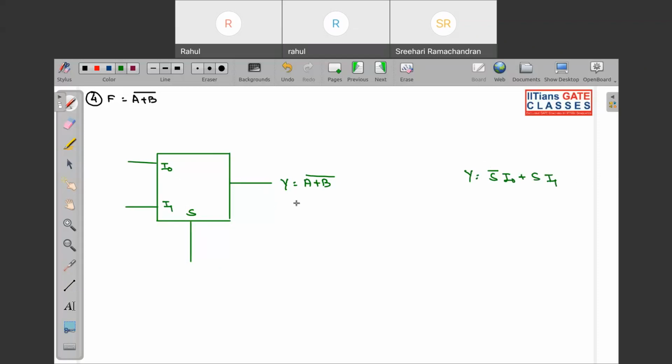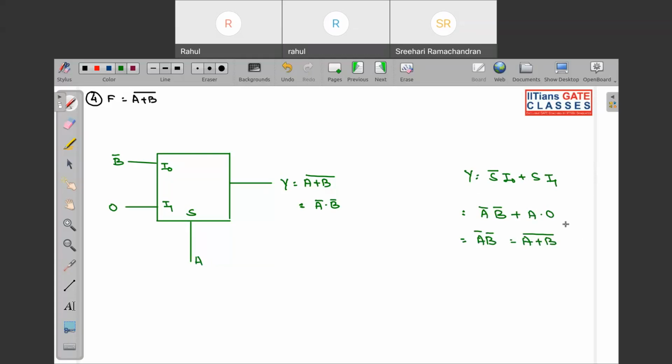Okay, so you can even write it like A complement dot B complement. Simply, if you put I naught equal to B complement, and over here we put 0, look what will happen. So A complement B complement plus A into 0. So this is A complement B complement, so that is A plus B, the NOR operation.